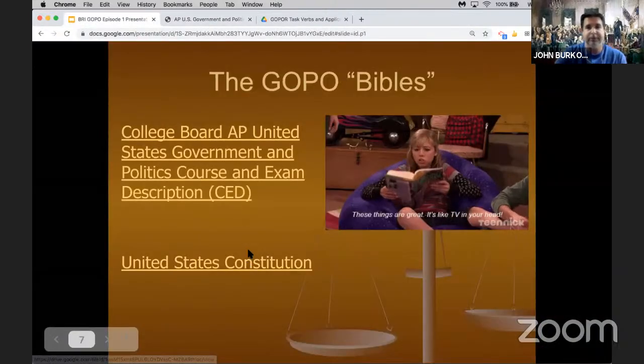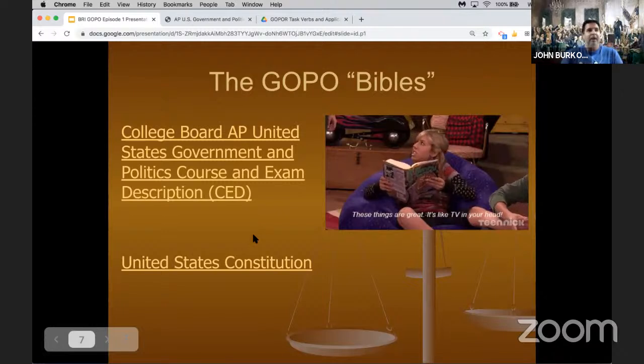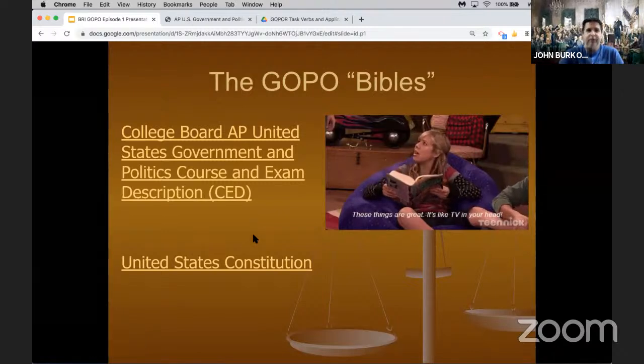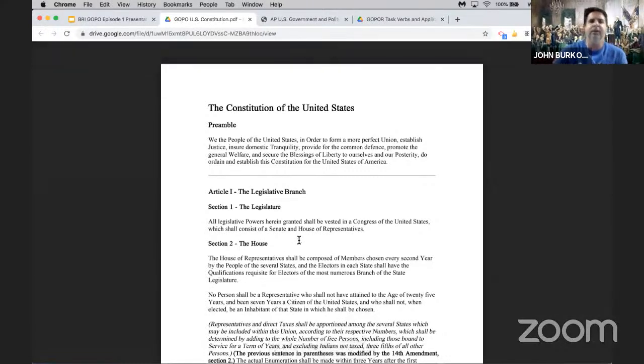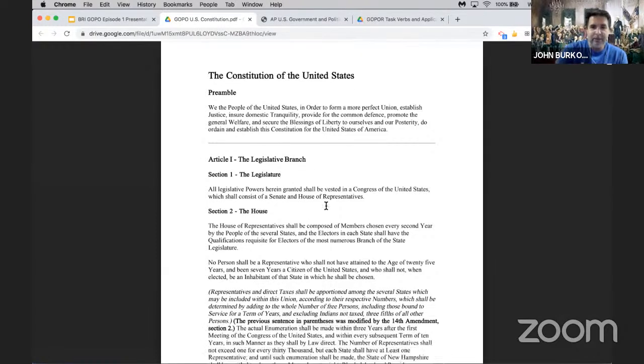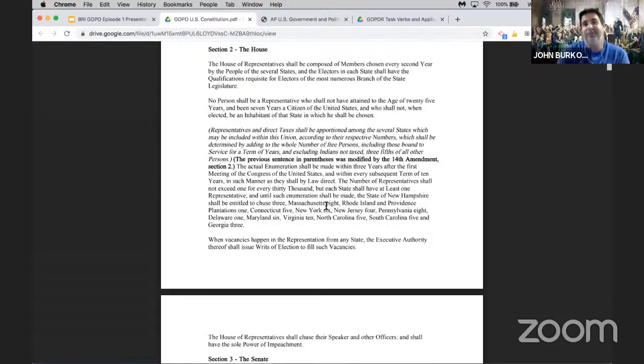But the other Bible is the Constitution. Here we have the Constitution. It is the true Bible of the course. It's beyond the exam and beyond the AP course. It's also our civic duty to understand the Constitution. You need to go here because they may ask you to describe the powers and procedures of Congress, and you need to get here to find that. And yes, you're going to need to read this if you haven't already.